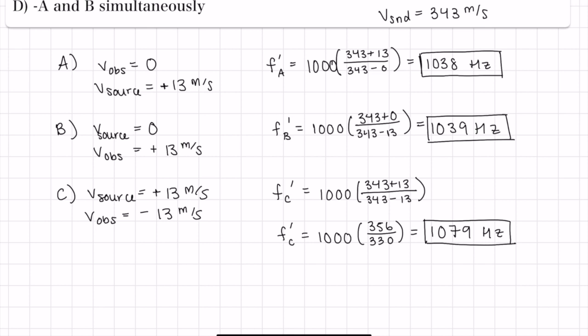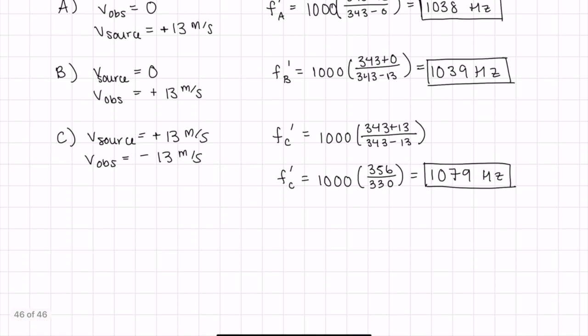And then lastly, what I mean by negative A and B simultaneously is that the observer is still moving, that should be plus. The observer is still going to be moving at plus 13 meters per second. And the source is now going to be moving at negative 13 meters per second. So the source is moving away from the observer, but the observer is moving towards the source.